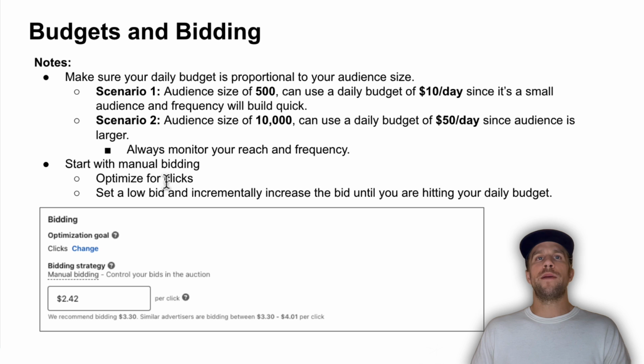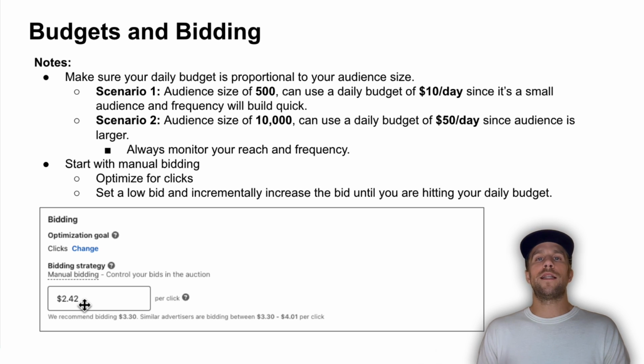And then I always recommend using manual bidding and optimizing for clicks in the campaigns that we're going to set up here. And I also recommend setting a low bid. So when you're setting up the bid, you'll see that LinkedIn gives you some recommended ranges. You could always start below those recommended ranges and incrementally increase your bid if you're not spending your daily budget. So say you put $50 per day for your budget and you set a low bid and you notice you're only spending like $30 per day, you can incrementally increase that bid until you're hitting $50 per day.